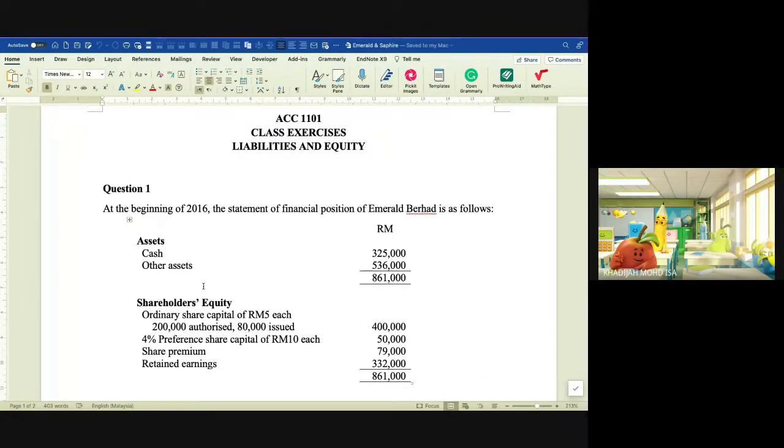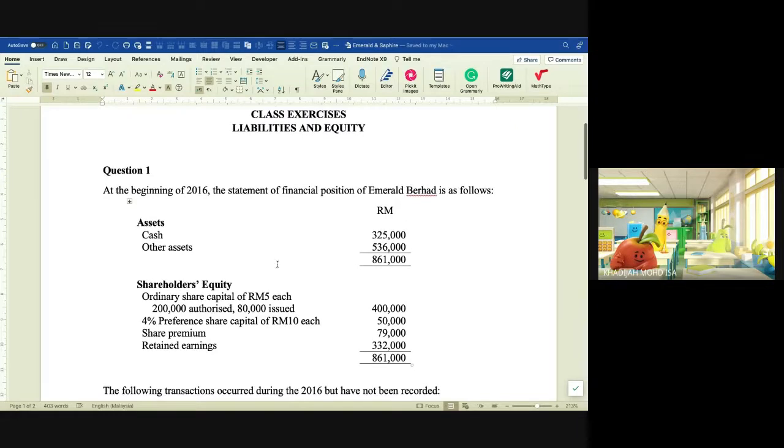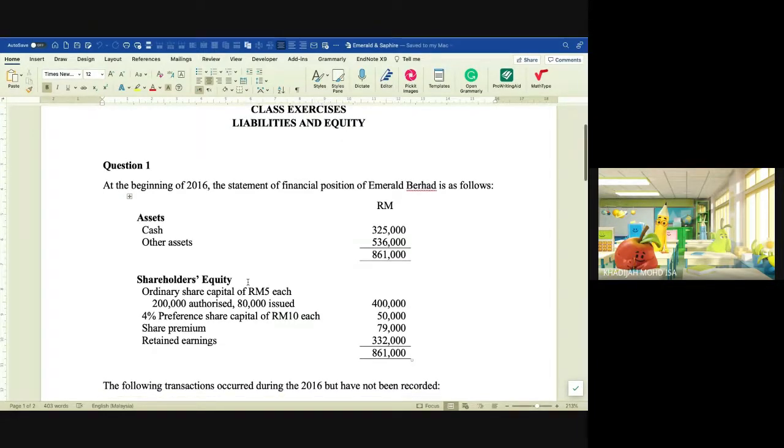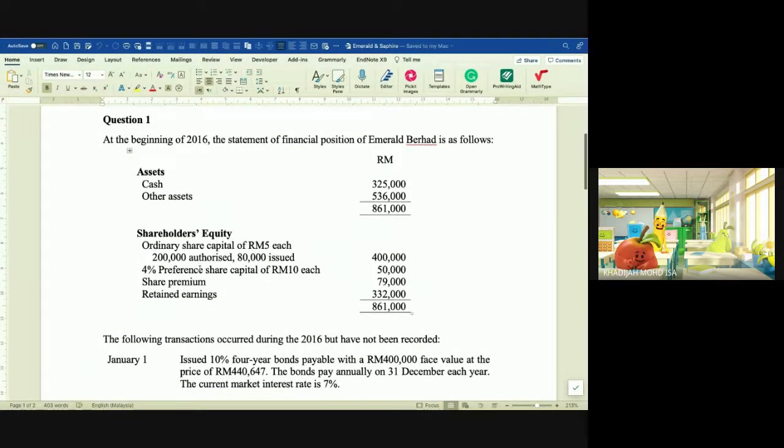At the beginning of 2016, the statement of financial position of Emerald Berhad is as follows. You have a cash of 325,000 and other asset of 536,000. Then you have shareholders' equity, ordinary shares of 5 ringgit each. This one is the authorized 200,000, and so far 80,000 is issued. So 80,000 times 5, that's how you get the 400,000.